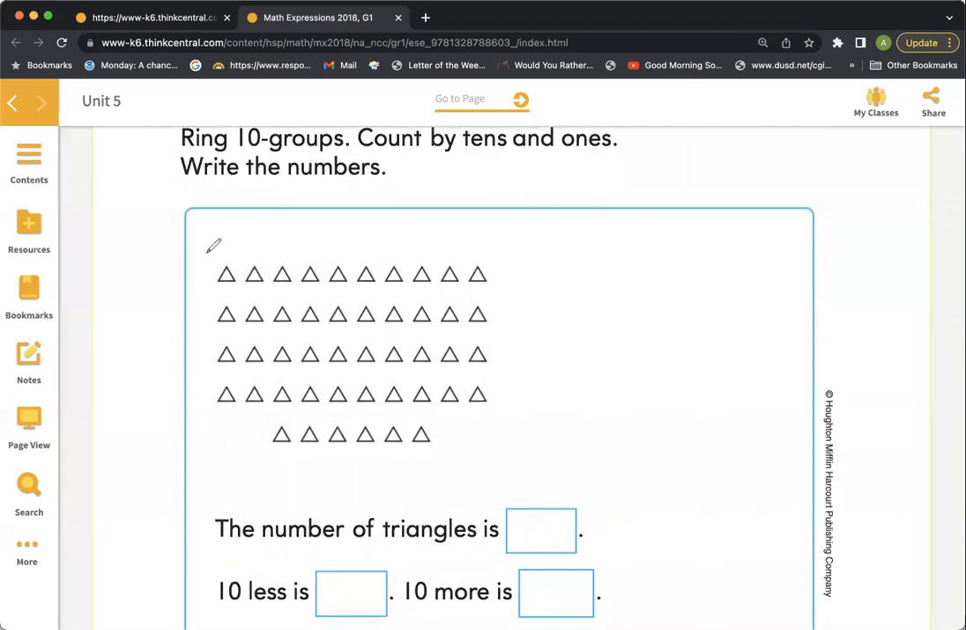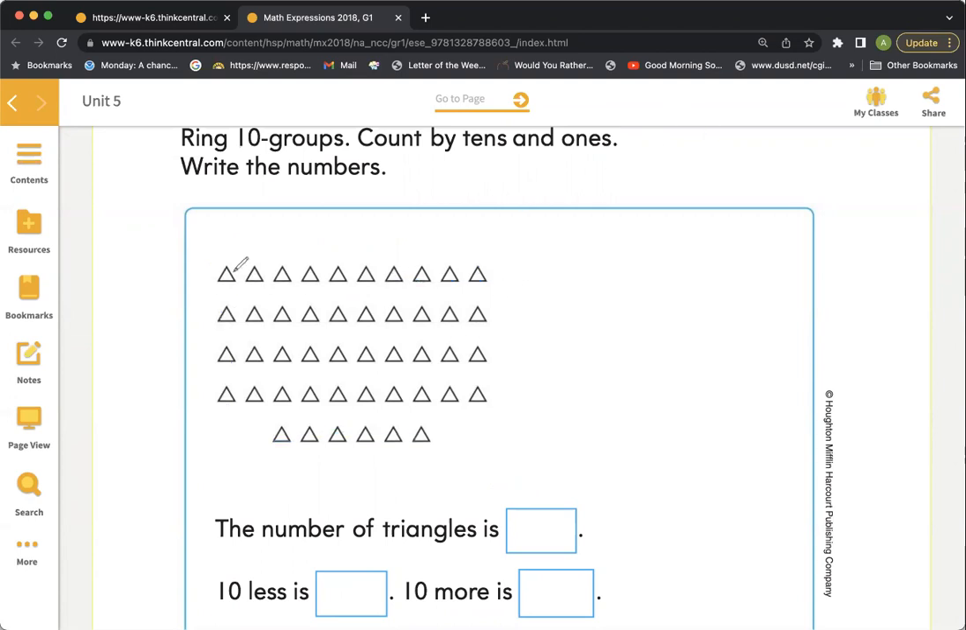So here's a group of 10, 10, 10, 10. Count these, write your number here. So how many triangles do you see here? Put that there. What is 10 less than this number and what is 10 more than this number? That's it. So please ignore my last thing.